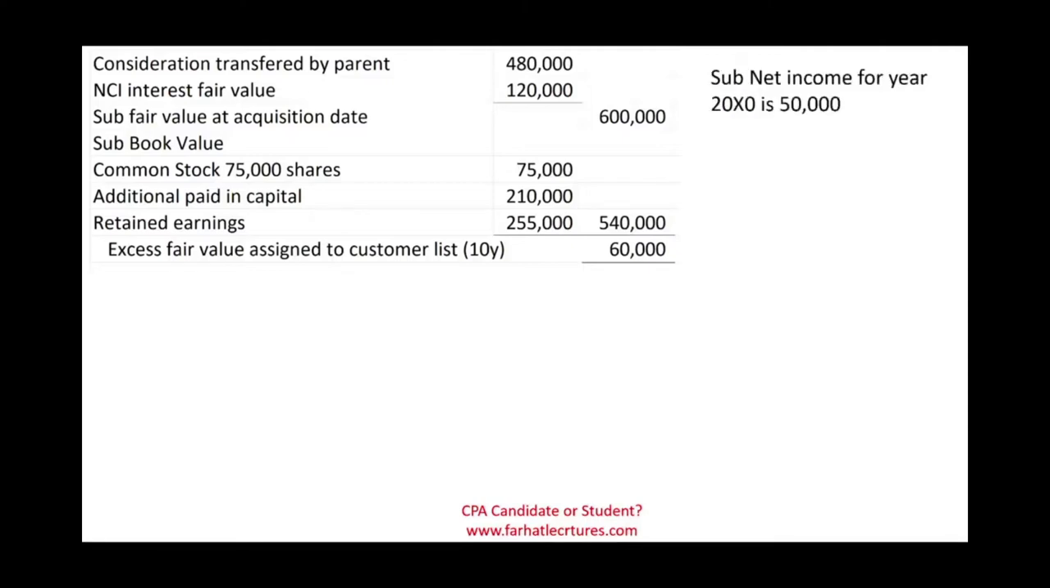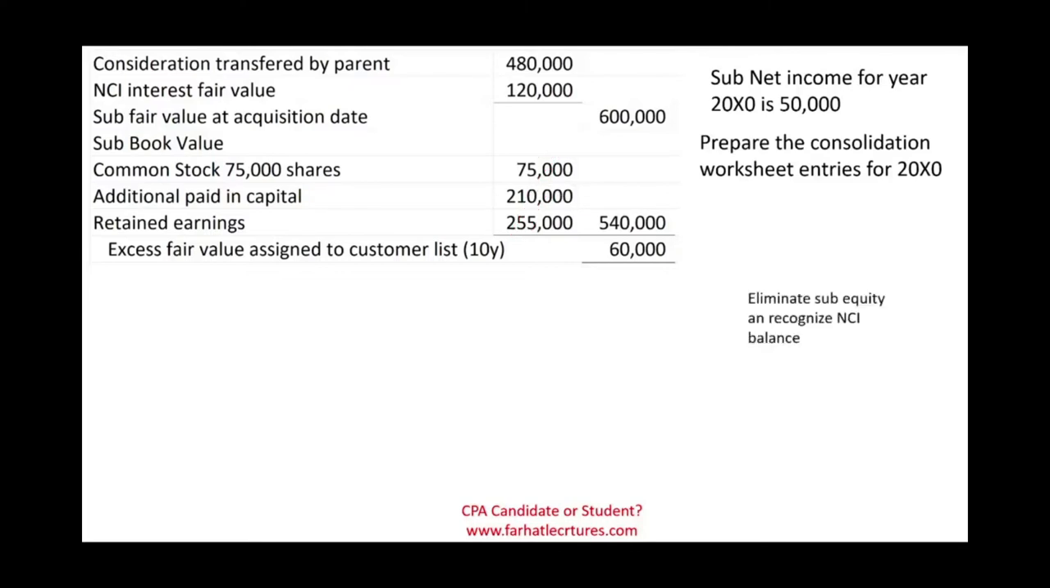The sub's net income for year 20X0 at the end of the year is $50,000. Now let's prepare the consolidation worksheet for 20X0. So how do we prepare the consolidation worksheet? The first thing we have to do is eliminate the sub's equity accounts, right? Because that's the first step.